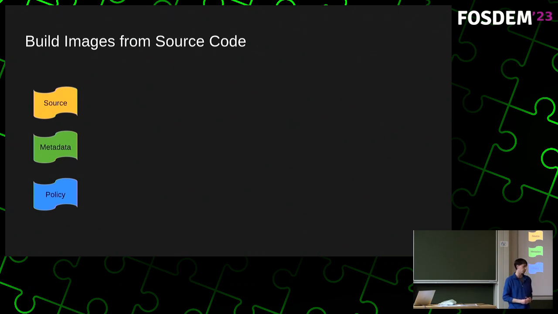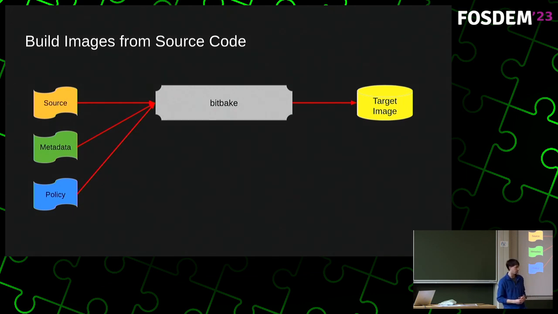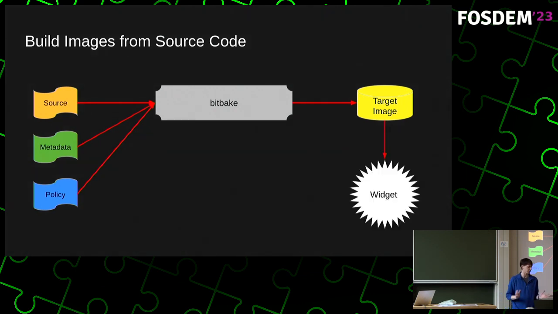So when people want to build stuff with OpenEmbedded, what they start with is they have some source code, and they have some metadata, and they have some policy information, and they chuck all of this into this magical tool called BitBake, and it spits out this target image that we talked about, and then you flash that on your widget and profit, right? It's great.